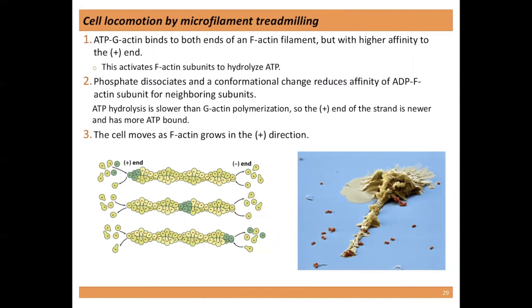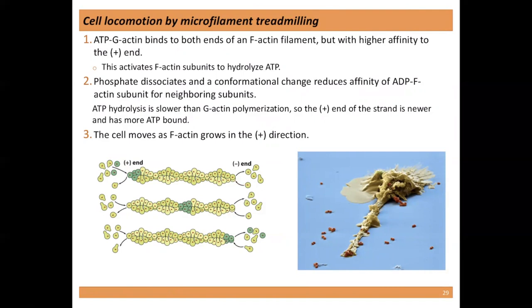So ATP-G actin, meaning when you have the G, just the monomer of actin that's bound to ATP, can bind to both ends of the actin filament. So you can kind of see that here. We got a positive end and a negative end. And so just kind of ignore the green for a second, but it can bind to this end or it can bind to this end here.